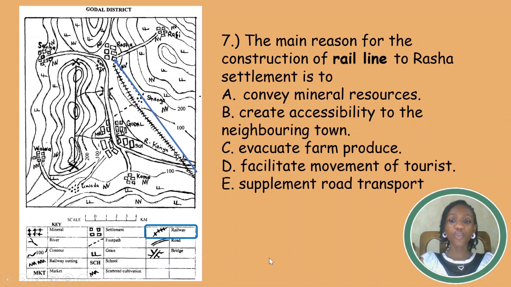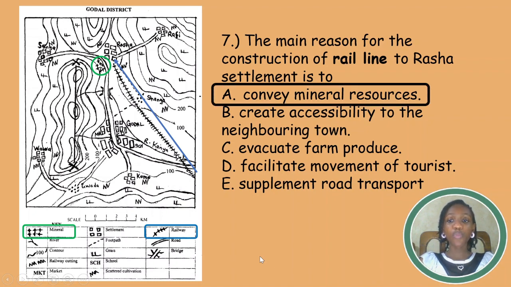Now, a little to the left of the railway, at the northern side of the map, we see some symbols that are not settlements over here. And if we look at the key, we can see that they mean minerals, like mineral resources, tin, gold, limestone, etc. And so the answer will be option A. Because of the line's proximity to these mineral resources, it strongly suggests that the primary purpose of this railway is to transport minerals from the site of production or from the site where they are found to other areas for processing or distribution. So simply to convey mineral resources, as we see in option A.